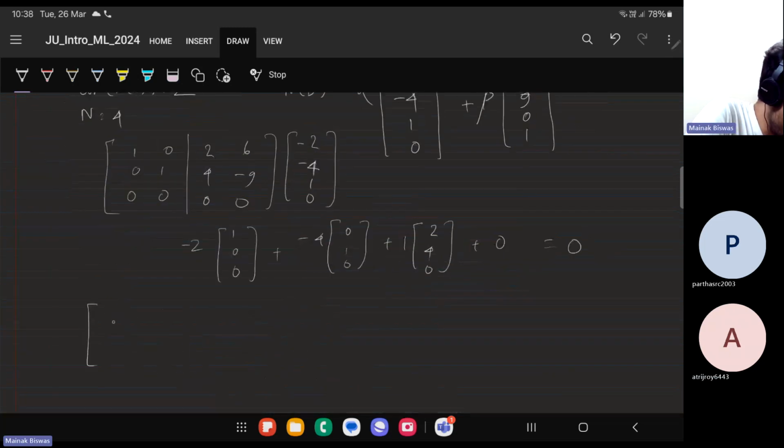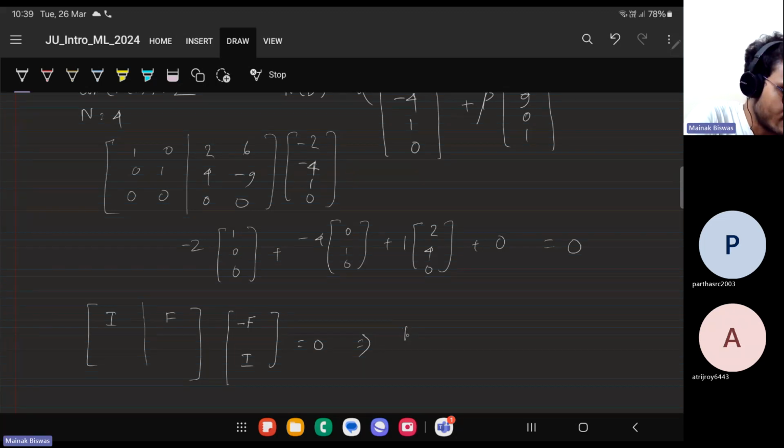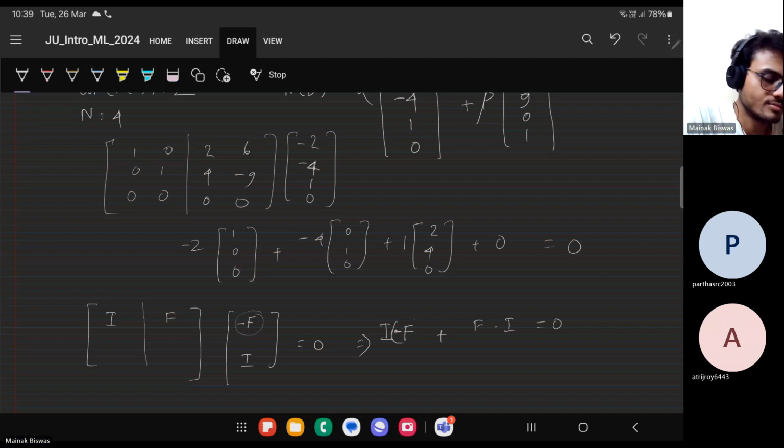See, look at this block matrix [I, F]. If I use this block matrix and multiply with [-F; I], am I getting 0 or not? You have to just put the values, like elementary algebra. Multiply normally. How do we multiply? This is I into -F plus F into I.